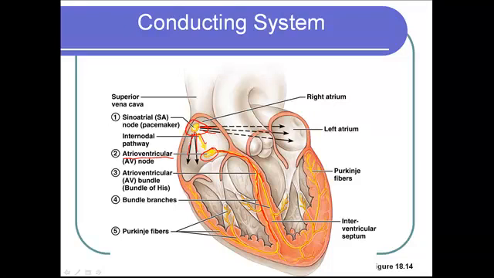We'll call it bundle branches. This is the right bundle branch here. As it wraps around, it's now called Purkinje fibers. Okay, so this is the left bundle branch here, and then that will branch into Purkinje fibers.